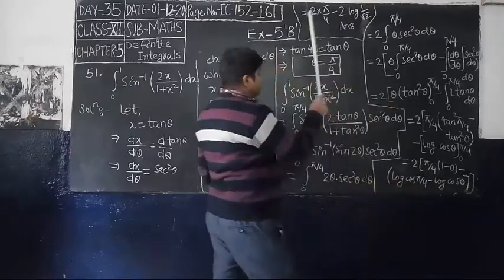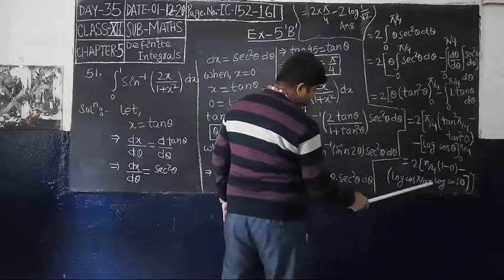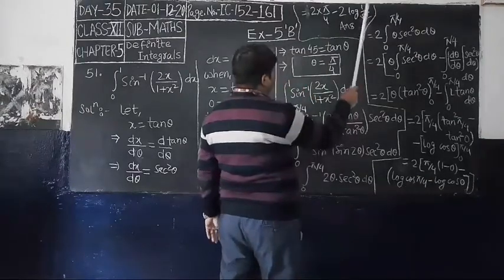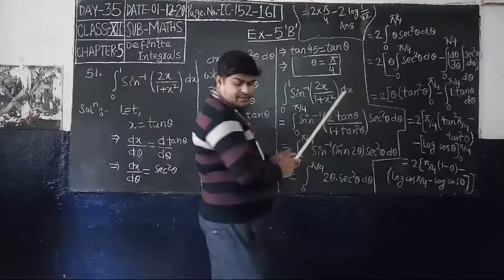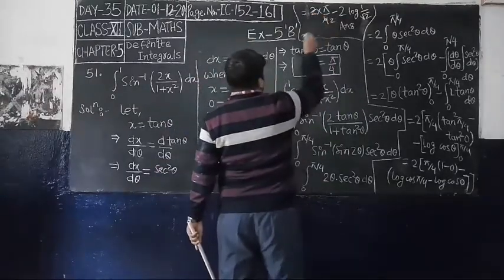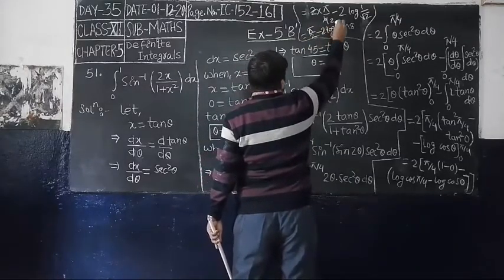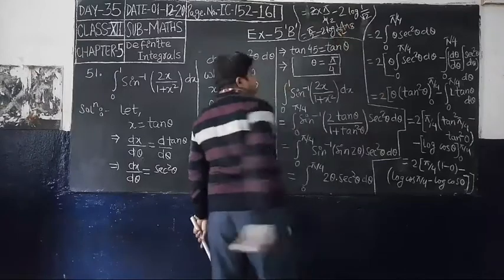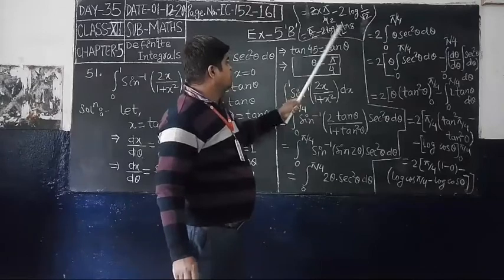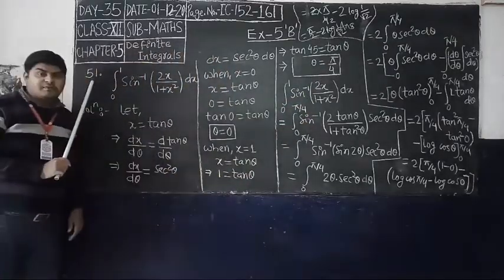So it becomes 2 into pi/4 minus 2 log cos pi/4, and cos pi/4 is equal to 1/root 2. This becomes 1/root 2. So your final answer is pi/2 minus 2 log 1/root 2. This is your final answer of question number 51.